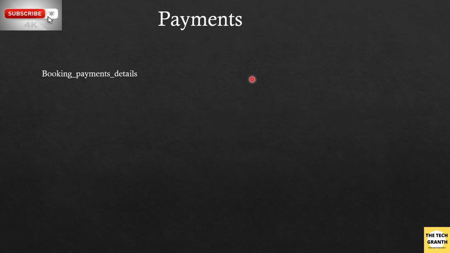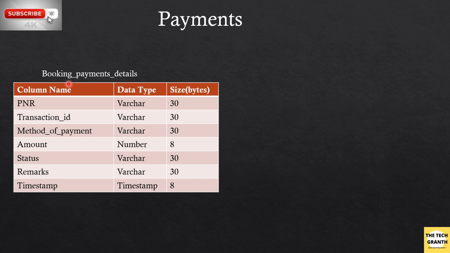Next is payment. Payment is very simple. Here we will capture the PNR number for each payment, transaction ID, method of payment, whether it was internet banking, cash or UPI, amount, and status, which can be whether the payment was made successfully or failed. Remarks can be captured, and date of payment can be captured. Other than these, you can also capture the ID.